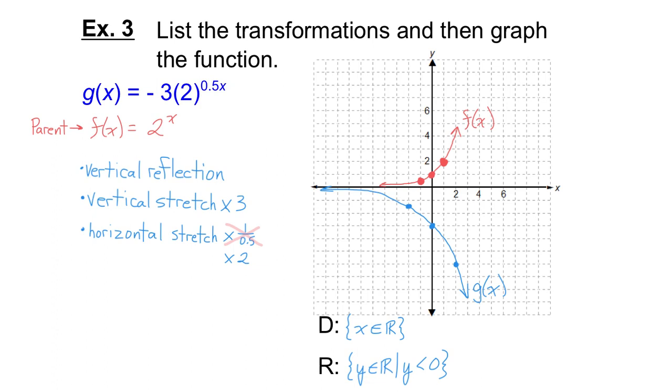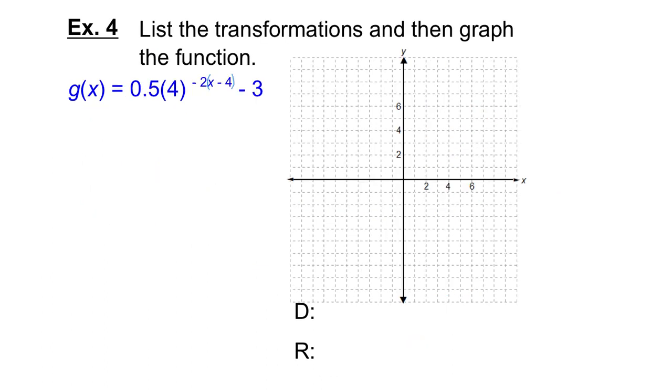If you had questions about any of this, you should pause the video and ask for help before you move on to the next part. I'd like you to try this one on your own as well. There's a lot going on here. The parent function is going to be 4 to the x. We have an a value, k value, d value, and c value. So there's going to be lots of transformations. Pause the video and try this one on your own.